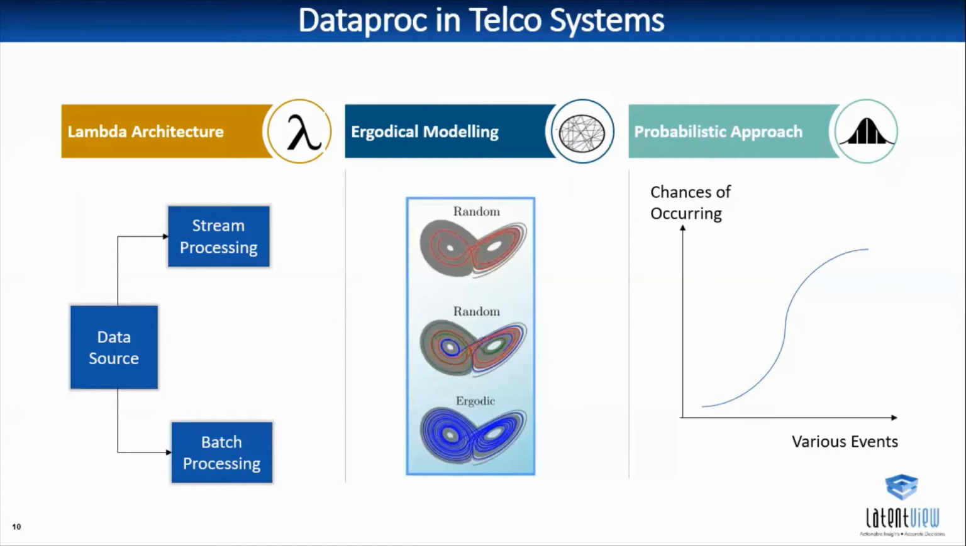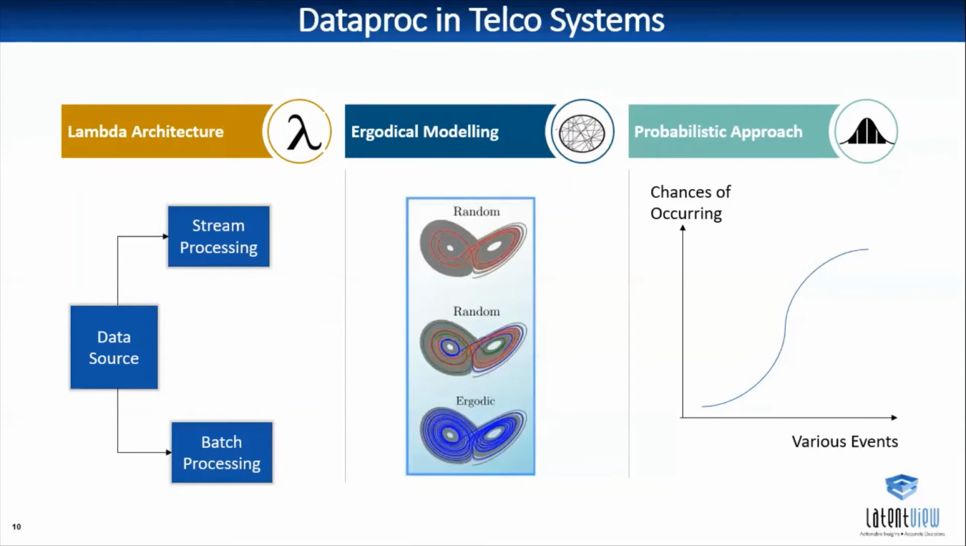And moving on, there is the probabilistic approach. From the graph, you can see, for example, if we toss a coin, the head or tail, the various events and chances of them occurring. So these are the three concepts. Now we'll look at how these three concepts are applied by Dataproc in telecom systems.